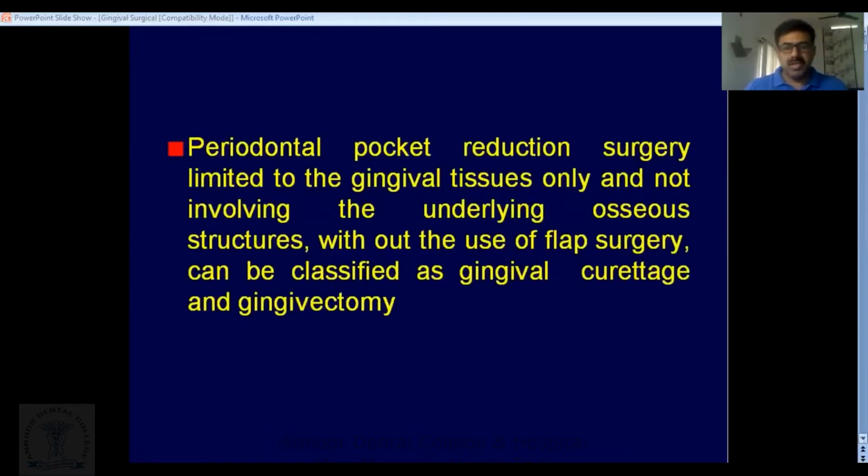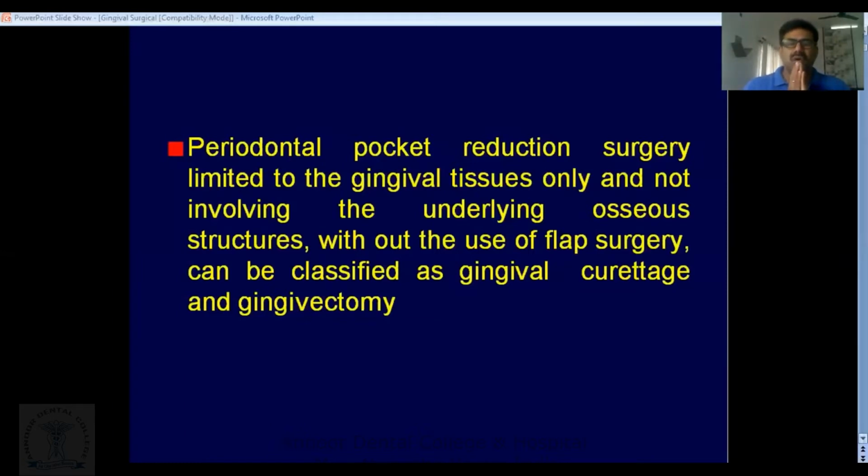Now, what do you understand basically by gingival surgical techniques? Gingival surgical techniques means any procedure you do to the gingiva by which you are trying to scrape the gingiva or trying to resect the gingiva. That is a gingival surgical technique, actually.